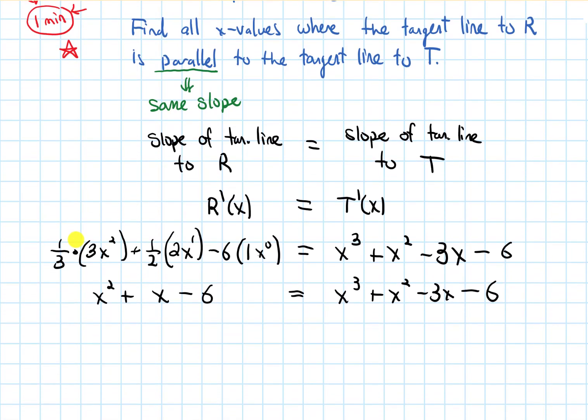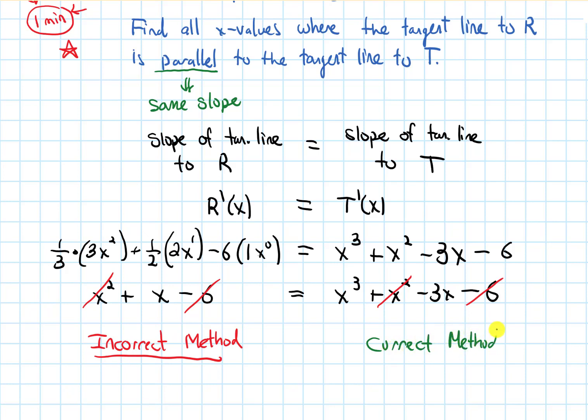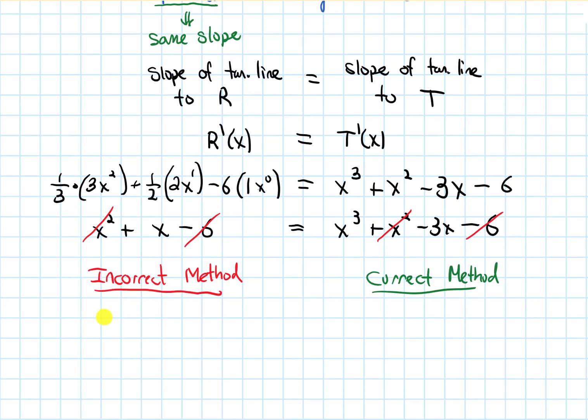Okay, so I notice that some of the terms on both sides cancel. This minus 6 is going to cancel from the left and from the right. And the x squared is going to cancel from the left and from the right. So now we need to solve this equation. And I want to do it in 2 ways. First, I'm going to do it incorrectly, because I want to show you a common mistake people will make with equations like this. And then after that, we'll do it correctly. Okay, so an incorrect method and a correct method.